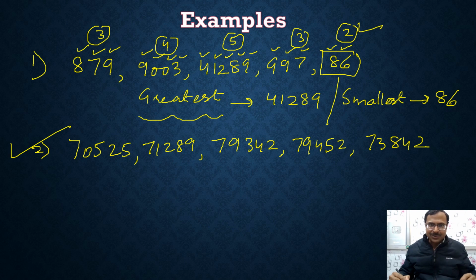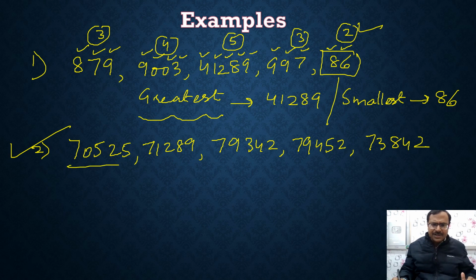Class 5 and class 6 students, if you can do this at this stage of life, solving 100 questions of ordering comparison within no time, I think you are done. That's the competency you need to develop at school level. So what do we do here?